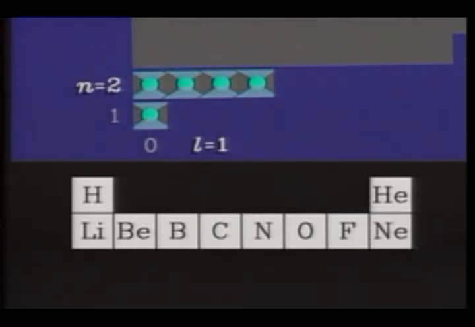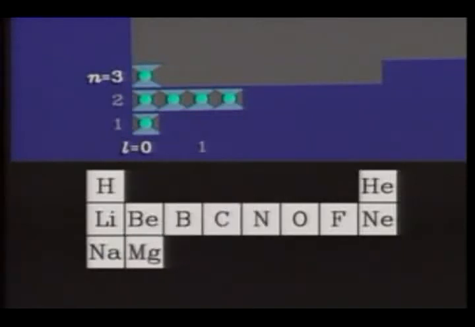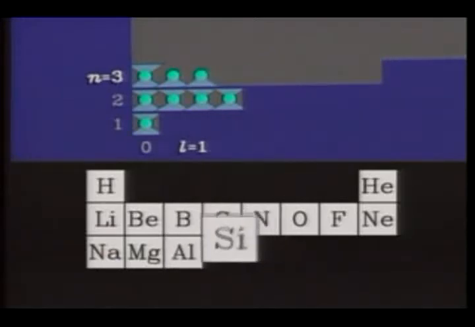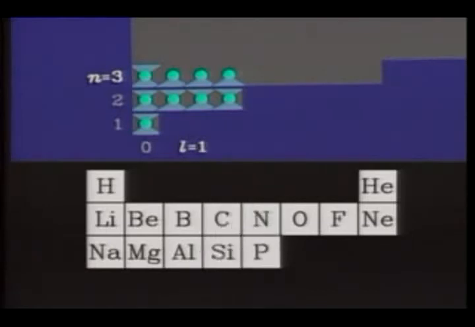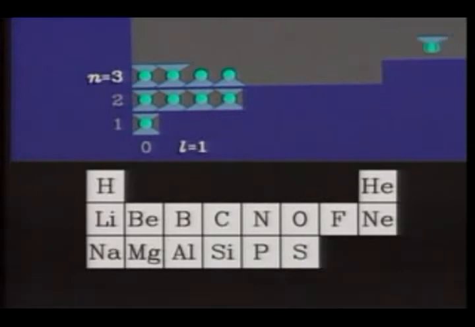According to the basic rules of atomic architecture, the n equals 3 shell will have room for 18 elements, starting with sodium, then magnesium, aluminum, silicon, phosphorus, sulfur, chlorine, and the noble gas argon.